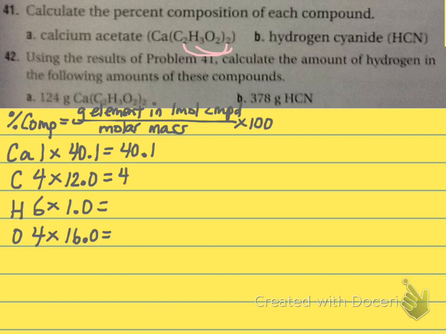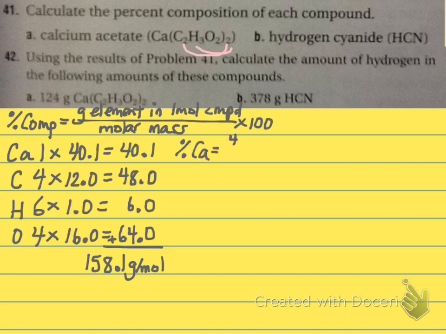So we have 48, we have 6, and 64. We're going to add all those up. And I get 158.1 grams per mole. So that's the molar mass of my compound. So to calculate the percent of calcium, it's going to be the 40.1 grams per mole divided by the 158.1 grams per mole times 100.